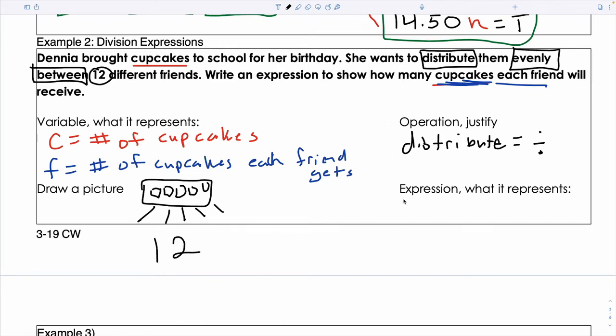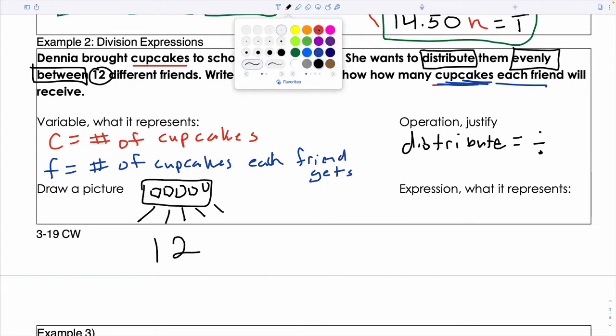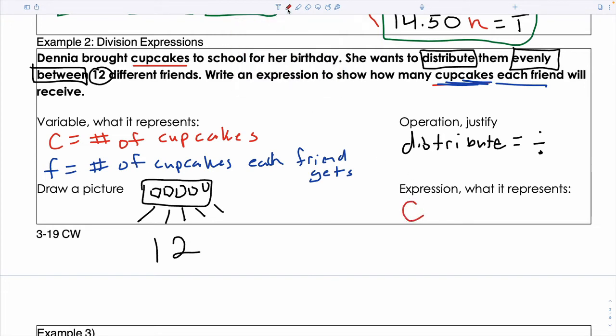An expression could look like this. You're starting with the 12, and we're splitting that up. Nope, we're starting with the C, and we're splitting it up into 12 different sections. C divided by 12 equals the amount each friend gets. That's one way of writing it.